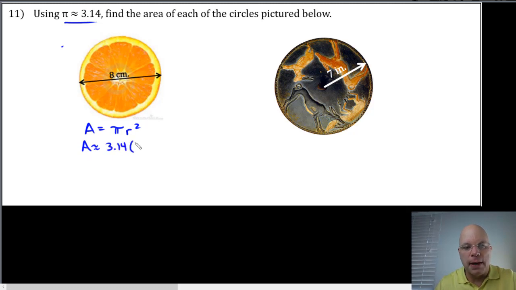3.14 multiplied by, we need to recognize that what's been given to us on this orange slice is not the radius, but rather the diameter. If the diameter is 8, the radius is half of that. Radius is the distance from the center to the edge. That would be 4 centimeters. We square that and we get 3.14 multiplied by 16.